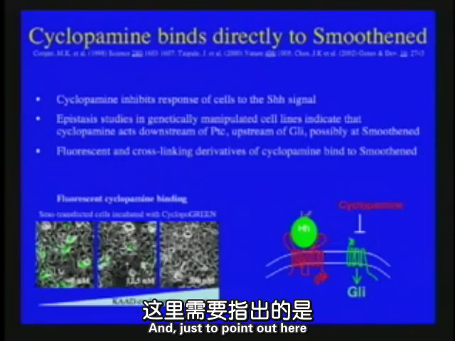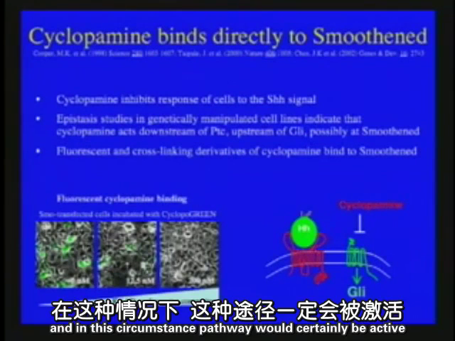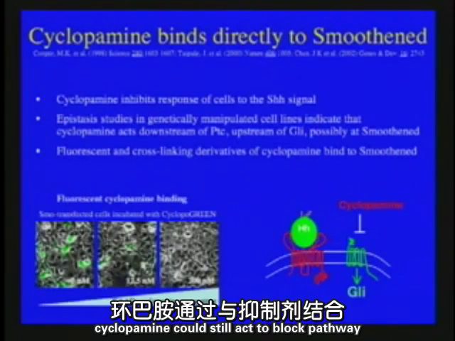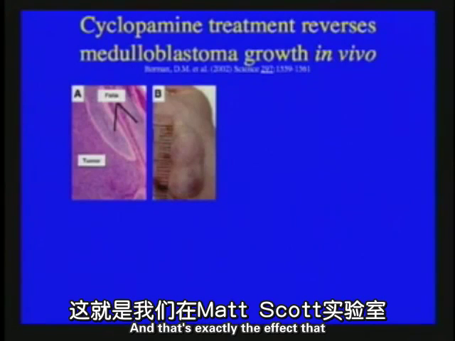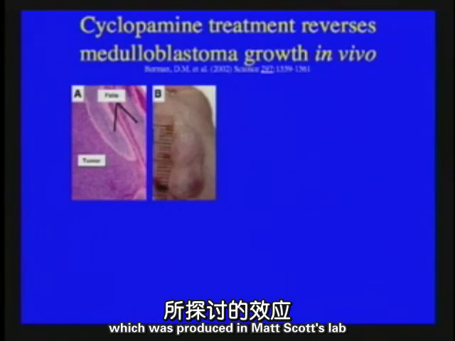And just to point out here, while we have this diagram, even if patched is absent, and in this circumstance, of course, the pathway would normally be active, this is what happens in the tumors that arise in Gorlin syndrome. Cyclopamine could still act to block the pathway by binding to and inhibiting the action of smoothened. And that's exactly the effect that we explored in the context of a mouse model of Gorlin syndrome, which was produced in Matt Scott's lab.